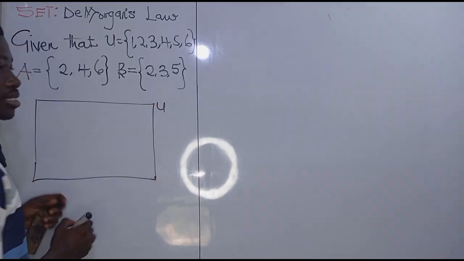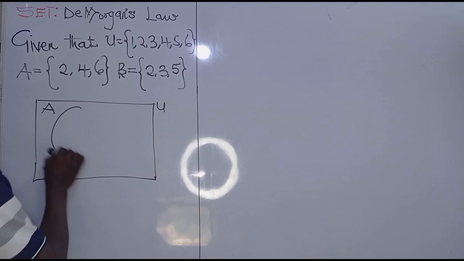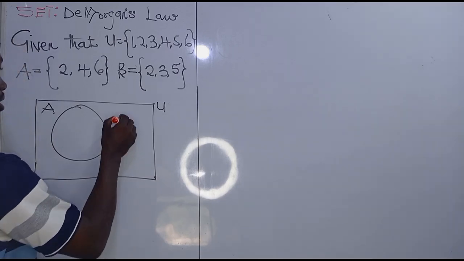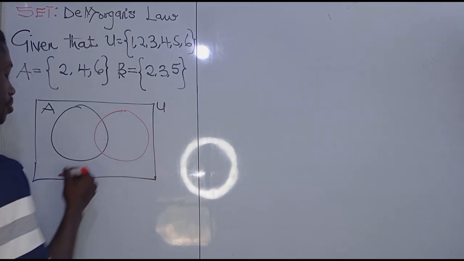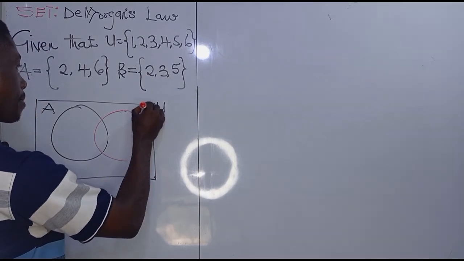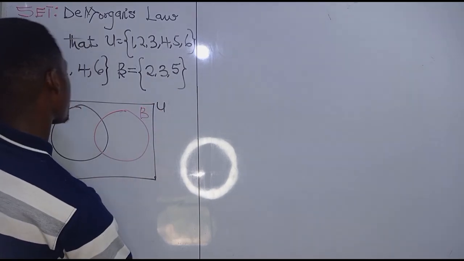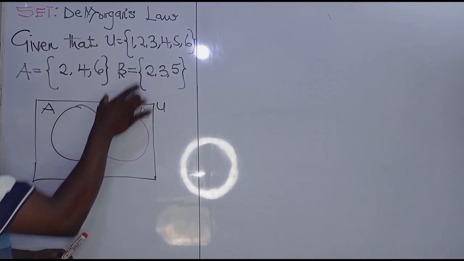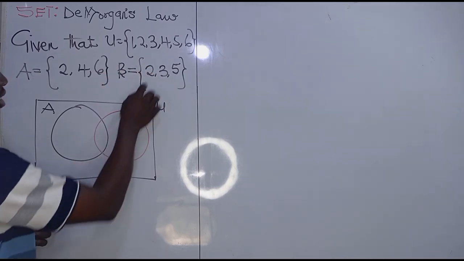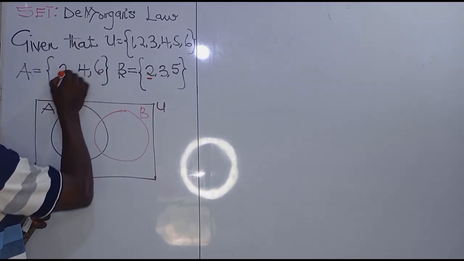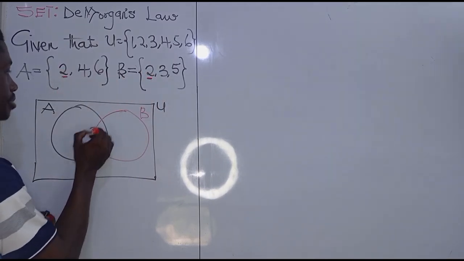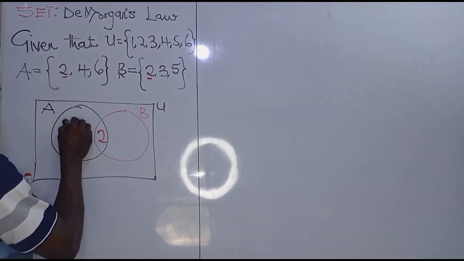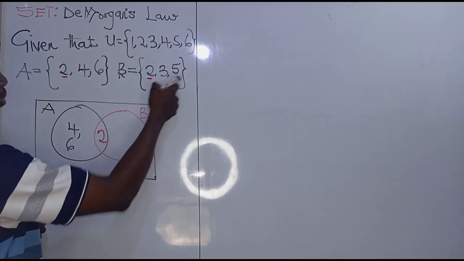So we have our universal set. We have our set A. We are going to use this circle to represent set A, and then we are going to use this circle to represent B. Good. So we are just going to represent the elements within the individual sets in the circles. We have the intersection, these two, 2 is common to A and B. So we are going to have the 2 here. And then, these two having been written, we are left with 4 and 6, and then 3 and 5.